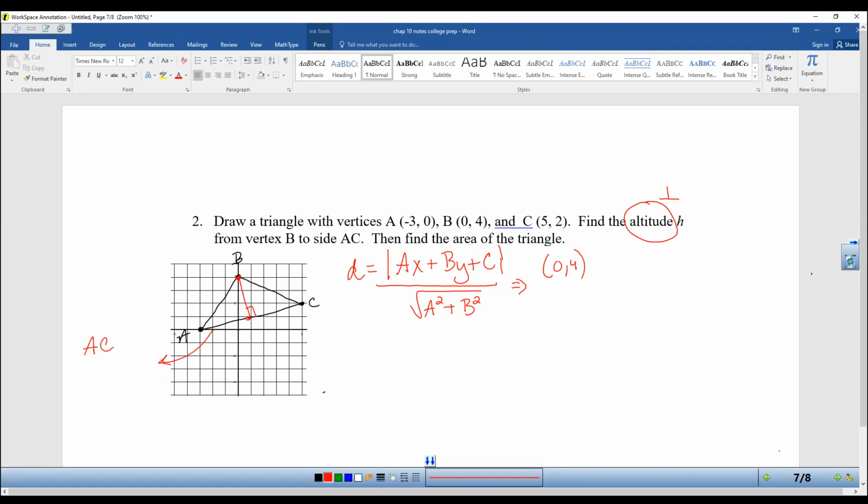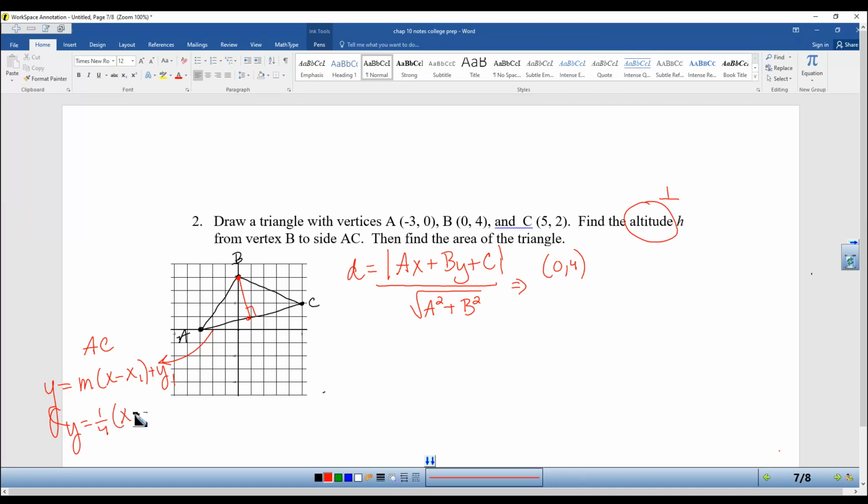How do you find the equation of a line? You need two things: you need slope and you need a point. So what's the slope of this line? Well, since I drew it, I can just count. Rise of 2 and run of 1, 2, 3, 4, 5, 6, 7, 8. So 8. 2 over 8, or 1/4.